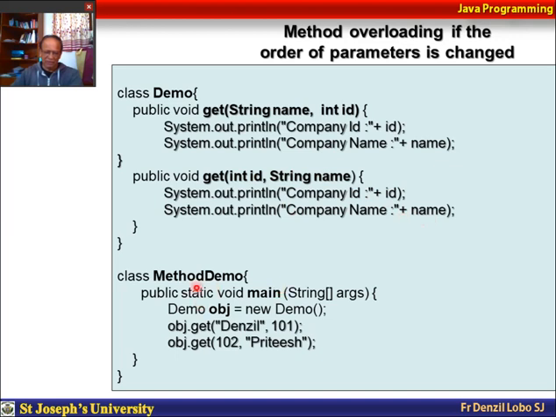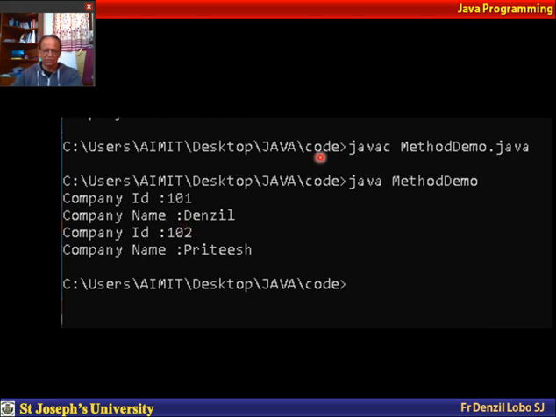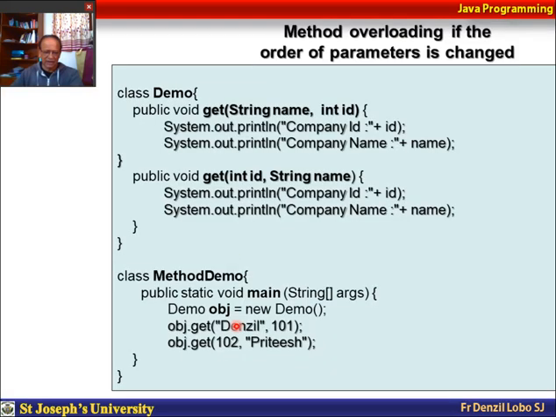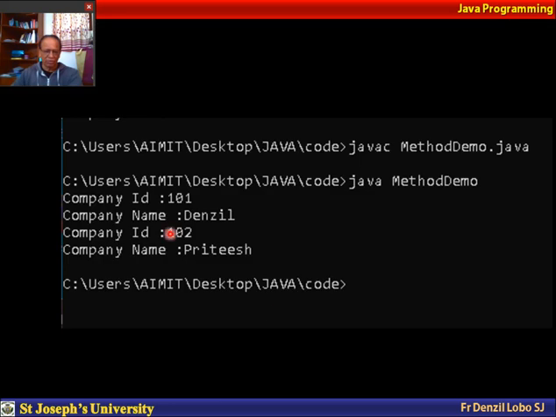So I make a method demo for this. Then create an object using that class, and then I say Denzil, 101 ID, and here ID and Pritish is given. Let us see what happens. As you see here, compiling, execution, so both of them, though as you see in the second place I've given 102 and the name, it is going to print ID and the name.